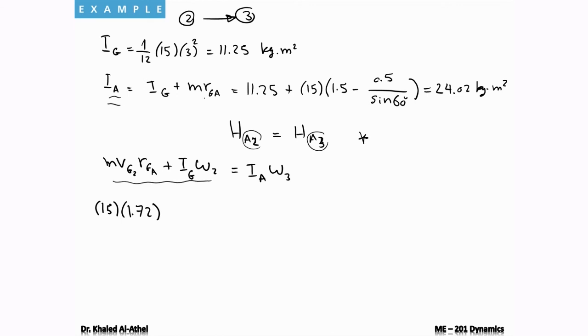And then R between G and A, we already have it from here. So it's going to be 1.5 minus 0.5 sine 60. Okay, so this is for the first part, plus Ig equals to 11.25 multiplied by omega, which is 1.146.